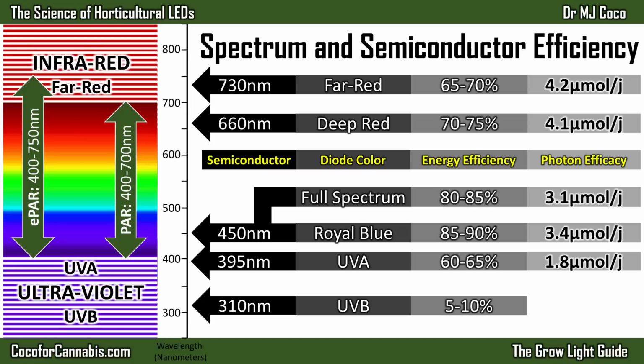The energy efficiency is just terrible, and because shorter wavelength photons have so much more energy, the photon efficacy of 310 nanometer semiconductors is vanishingly small. No more than 0.2 micromoles per joule. Now, it's possible that further research and improvements in semiconductor materials will improve these numbers, but at this point, it's far more efficient to get UV light from a fluorescent tube. If you want to use UV light, despite my warnings, get a fluorescent tube and be careful.